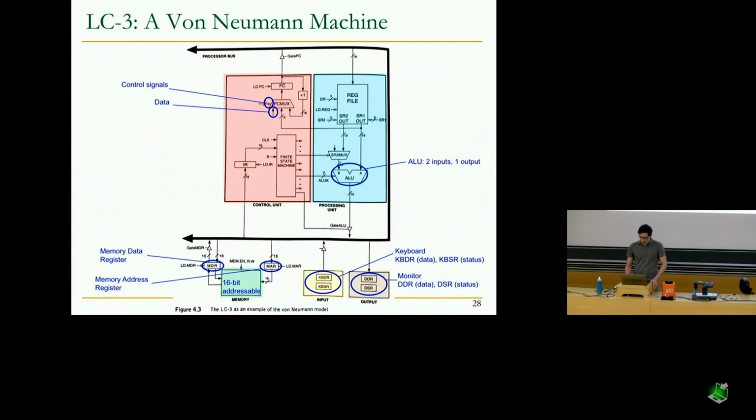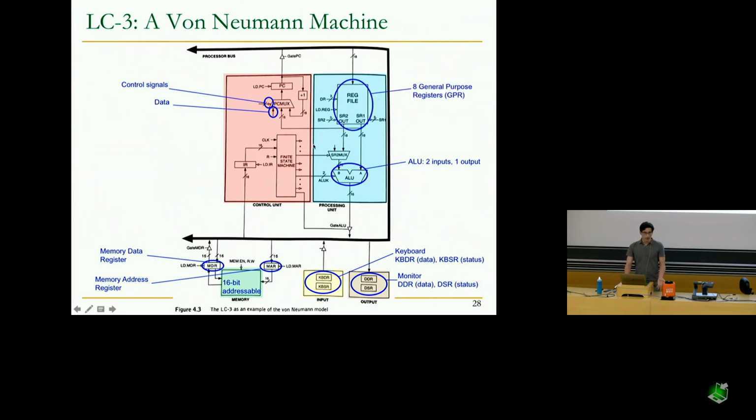So here in the processing unit, you can see the ALU that has two inputs and one output. The two inputs, one of them for sure comes from the register file. The other typically comes from the register file as well, this SR2, but it can also come from somewhere else. We will see later where it can come from.